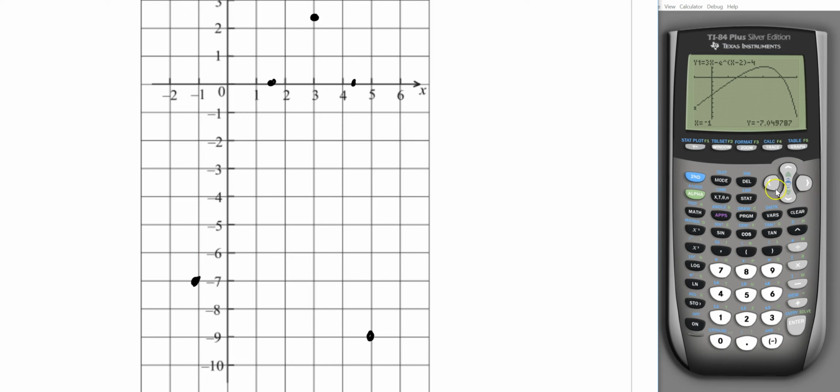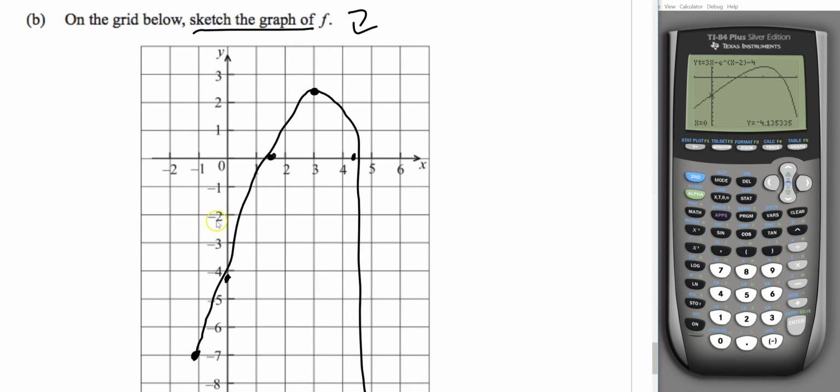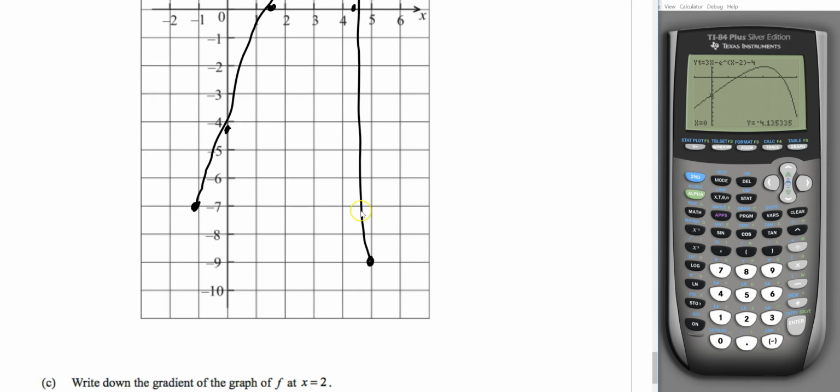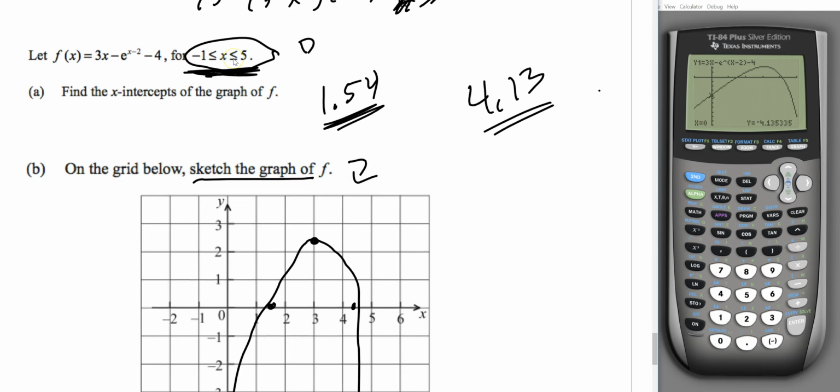And you probably actually want the y-intercept. Again, don't need to be perfect, but an easy way to figure it out: just hit 0 on your graph, and it'll find the value for you. Oh, at 0 it's -4.13. So I have these points, and you just kind of connect them. Something to that effect. Again, not perfect, but something like this will get you full credit. When they grade these, they're checking your x-intercepts, your max, roughly where your y-intercept should be, and that you don't go past -1 and you don't go past 5, because that was the domain.